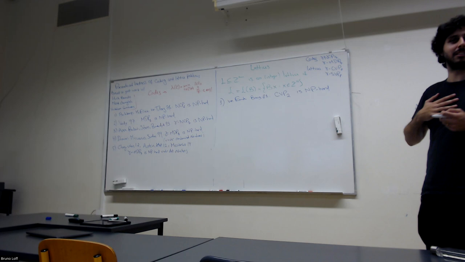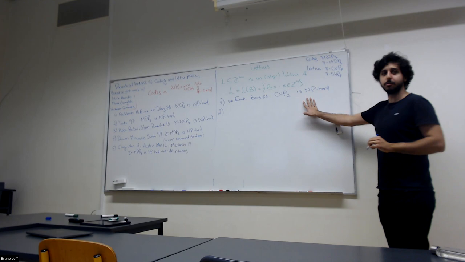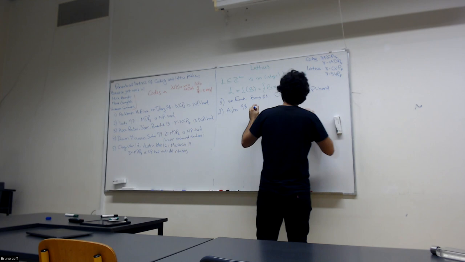All right, so that was the first thing. And then the conjecture that SVP was also NP-hard was open until Ajtai, in like 98. He proved that SVP is NP-hard.